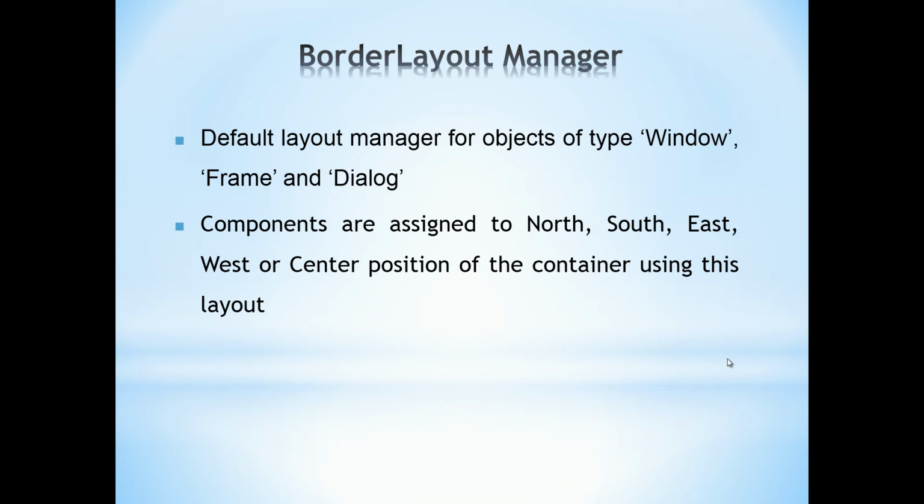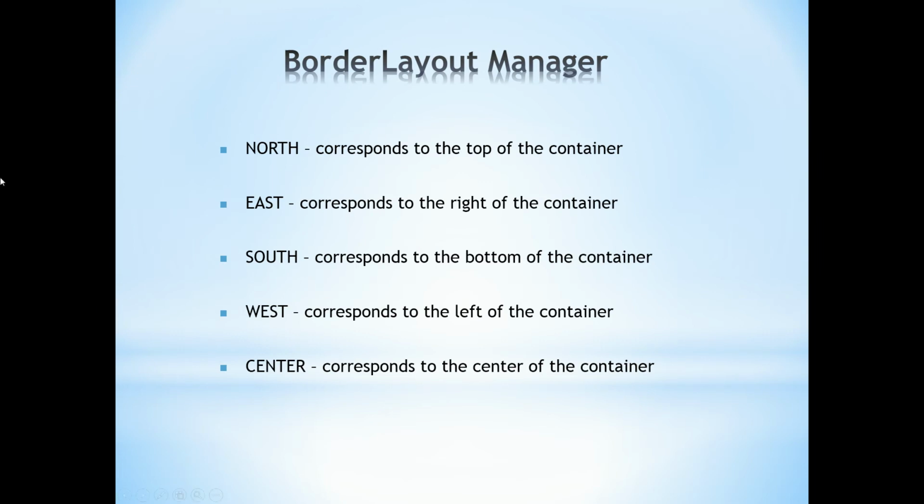You can also use a border layout for a given frame, panel, or applet. Border layout arranges all the controls by using the constants north, south, east, west, and center. What is the meaning of these constants? Let us see. If you use north, the controls are placed at the top of the container, east to the right side, south at the bottom, west to the left side, and center, as the name implies, at the center of the container.